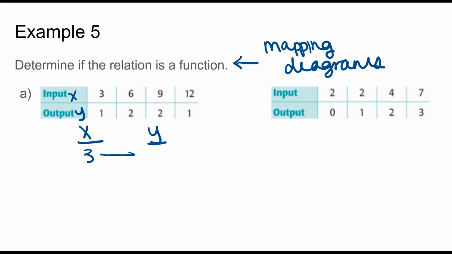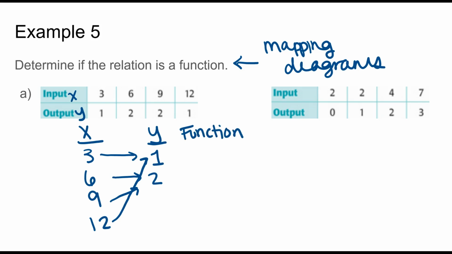So 3 maps to 1. We're all good. 6 maps to 2. 9 also maps to 2. Frog party, totally fine. 12 also maps to 1. Is that a function? Yes, there are a couple frog parties, but that's okay.